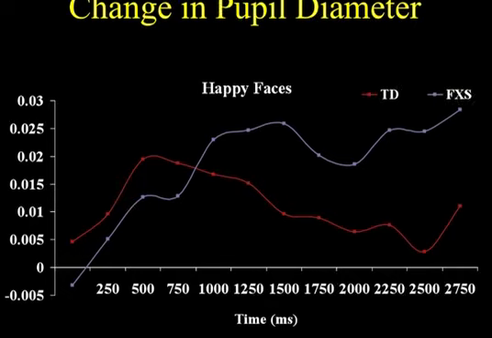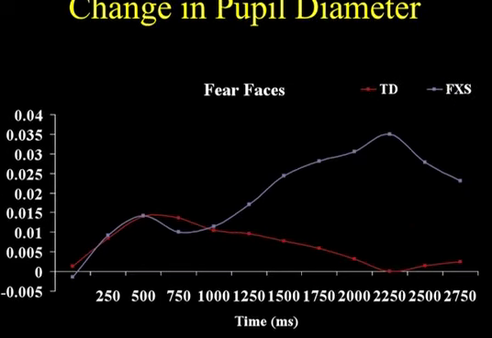But we saw significant differences for both of the emotional types of faces, with the Fragile X group showing a greater pupil dilation to both the happy faces and the fearful faces. So here we have some evidence that possibly one reason that individuals with Fragile X are looking less to the eye region is because there's an emotional, possibly aversive emotional component to looking at that kind of social stimuli.